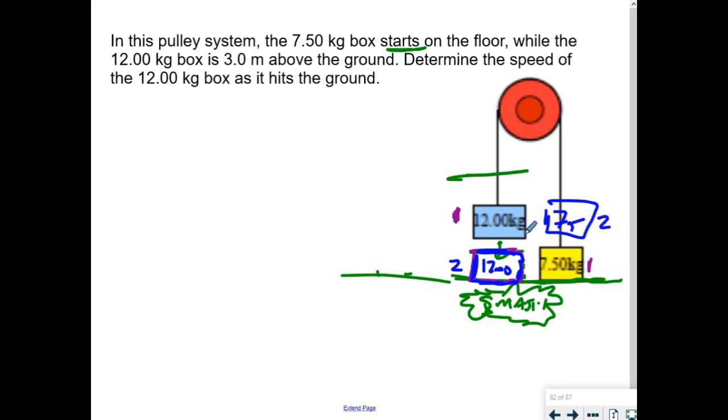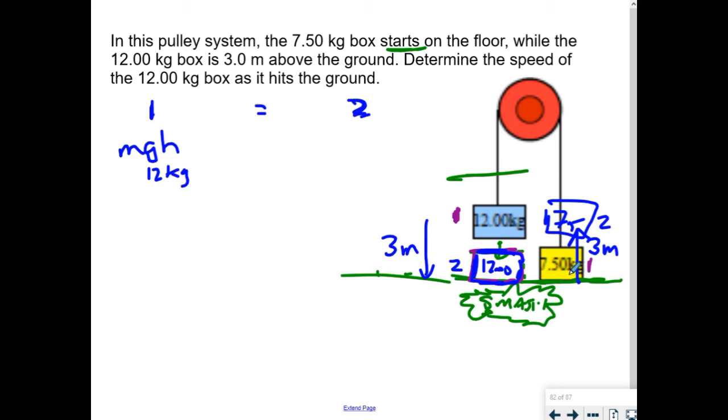Does that make sense? Now, in terms of how far they'll travel, this is not specifically stated, but if this box went down 3 meters, how high up did the other box go? Up 3 meters, yeah. And the question won't tell you that, but if one went down 3 meters, the other went up 3 meters. And if I were to take stock of the energy in scenario 1 versus scenario 2, in scenario 1, you have mass times gravity times height for the 12 kilogram box. The 12 kilogram box has potential energy. But is it moving yet? Not yet. Is the 7.50 kilogram box moving yet? Not yet.